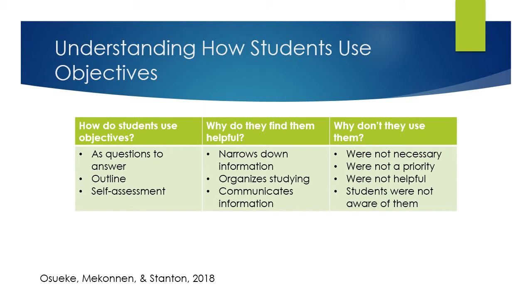And so then they asked students the next question, why do you find objectives helpful? Some of the responses that they received were it helped the students to narrow down what information they have to know. You gave me 70 pages to read. What is the most important information that you need me to focus on? It also helped them to organize their studying, because again, using it as an outline. And it was also a way for the instructor to communicate information to that student. Again, here's what's important. I know there's a lot of stuff here, but here's the most important things that you need to take away from this lesson based on the objectives that I've provided.